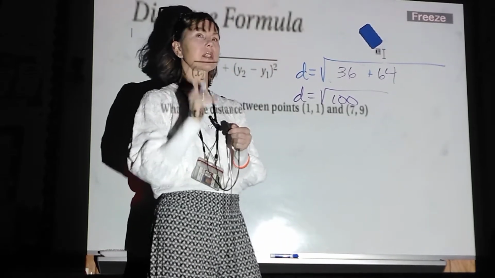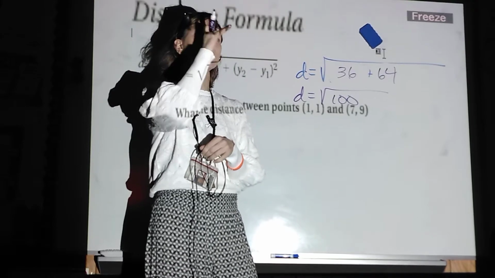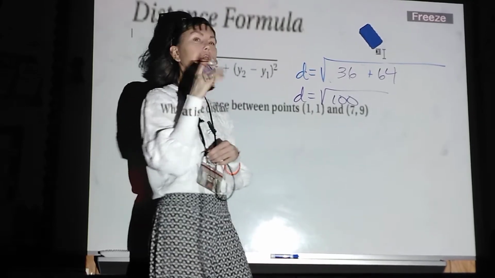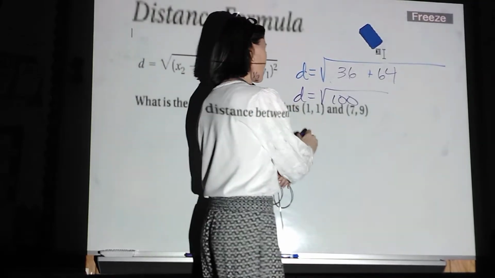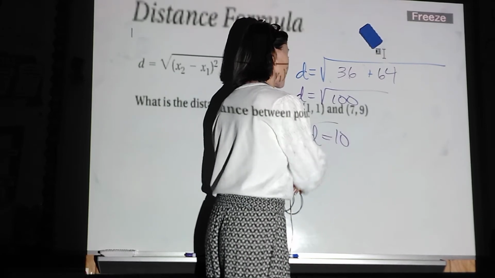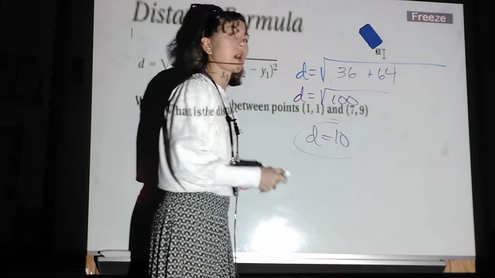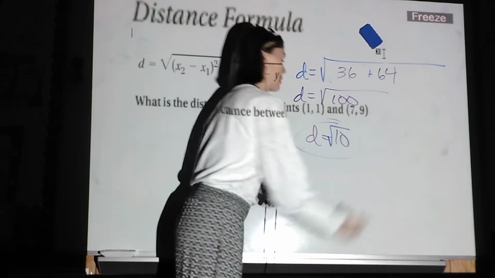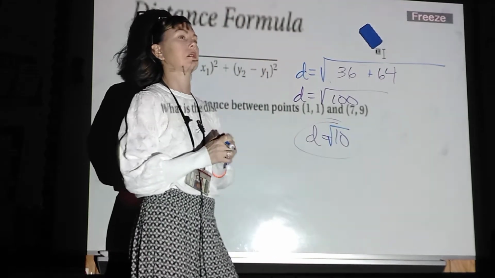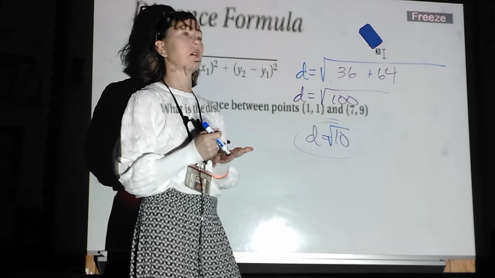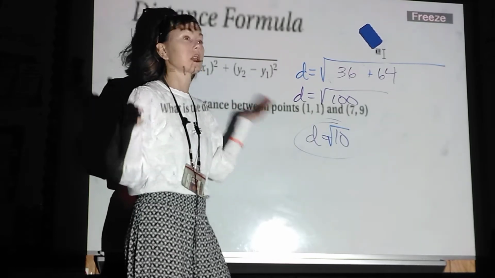No, because we haven't done what the radical is asking us to do, which is to take the square root of what is inside, and the square root of 100 is 10. Is this the answer though? Yes. Is that the answer? No.